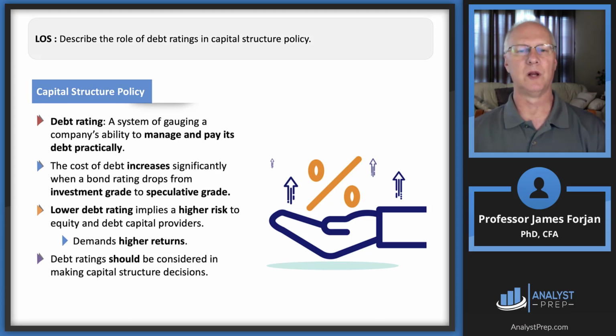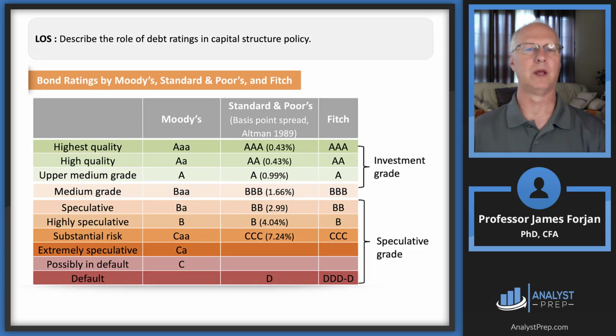What happens when a bond changes its rating from investment to speculative grade or vice versa? Cost of debt is super sensitive to that. Lower debt rating implies higher risk. Of course, that all makes sense. So let's look at a quick table here. Notice we go from highest quality, AAA, all the way down to bonds that are in default.